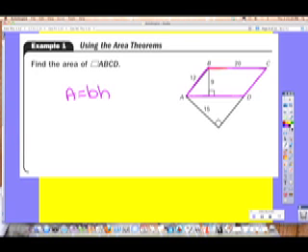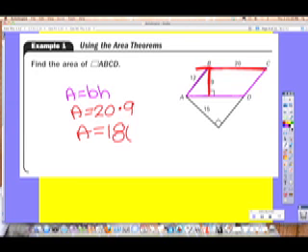And then since it's area, we always put the units squared. We don't have inches or miles or feet or whatever. So I would just put units squared. Good enough for me. Okay, let's keep rolling. What's next?